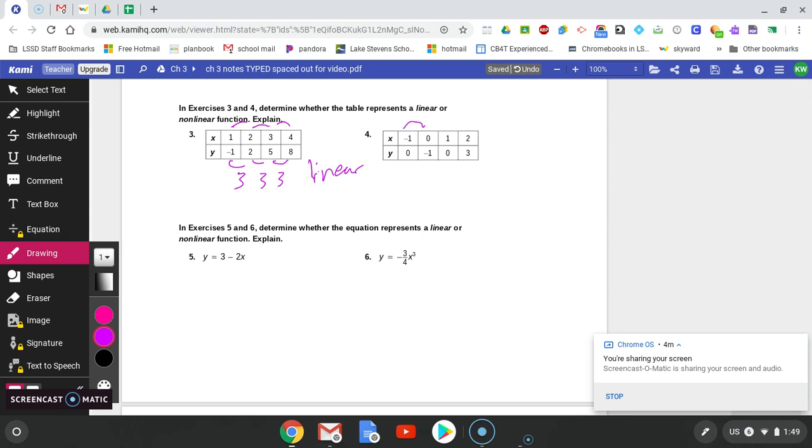Number 4, my x's have a constant pattern. They're going up by 1 each time, but my y's, I go down by 1, up by 1, and then up by 3. So this one would be a non-linear function.